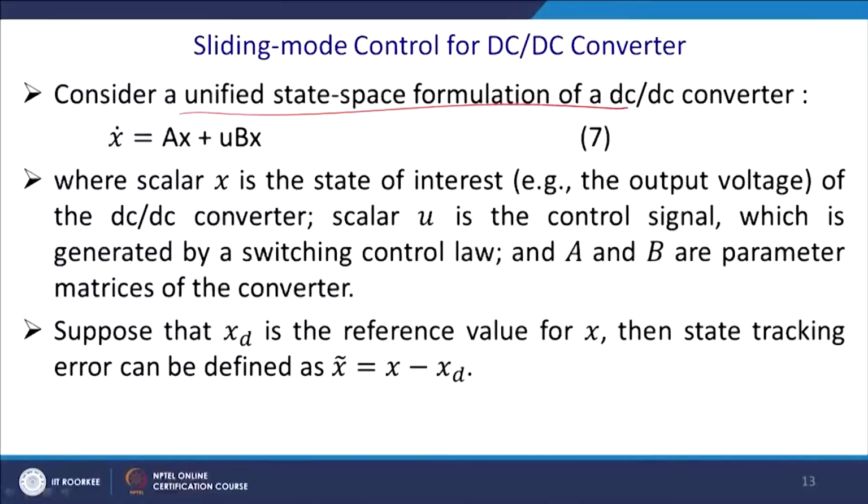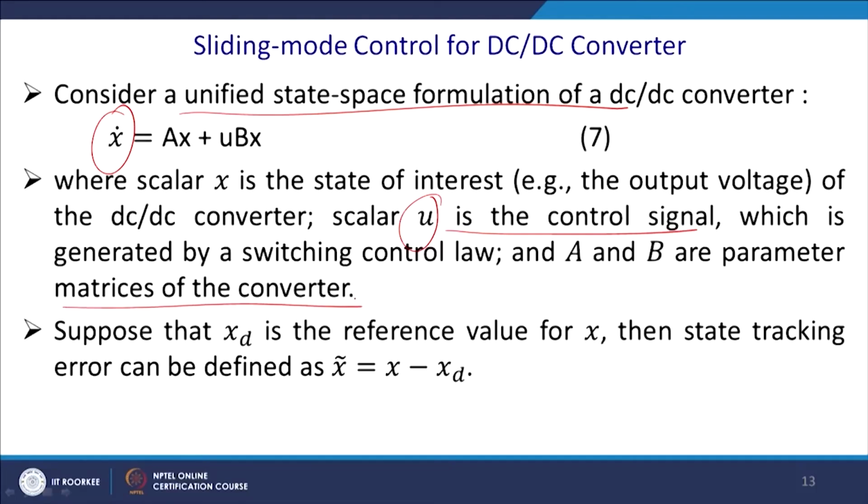Consider the unified state space equation of the DC to DC converter again, and you have x dot equal to Ax plus Bu, where x is a state of interest. It can generally be the current through the inductor and the voltage across the capacitor, for example, the output voltage of the DC to DC converter. Scalar u is a control signal which is generated by using a switching control law, and A and B are the parameter matrices of the converter.